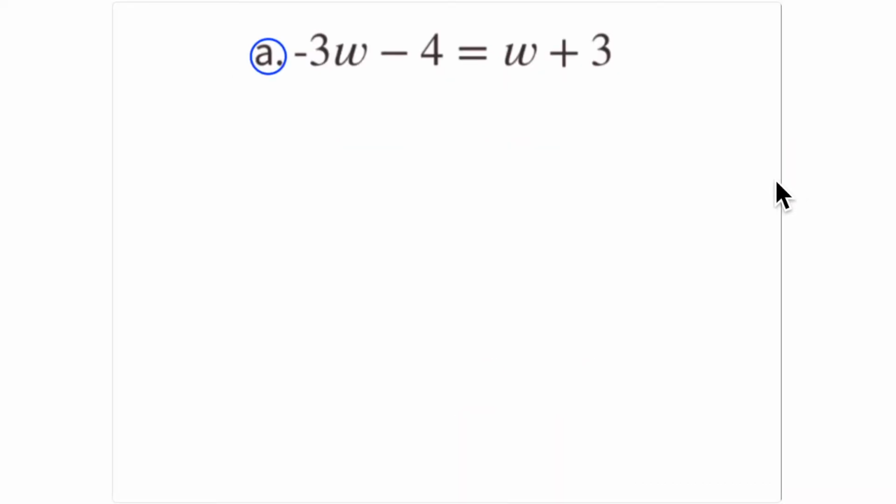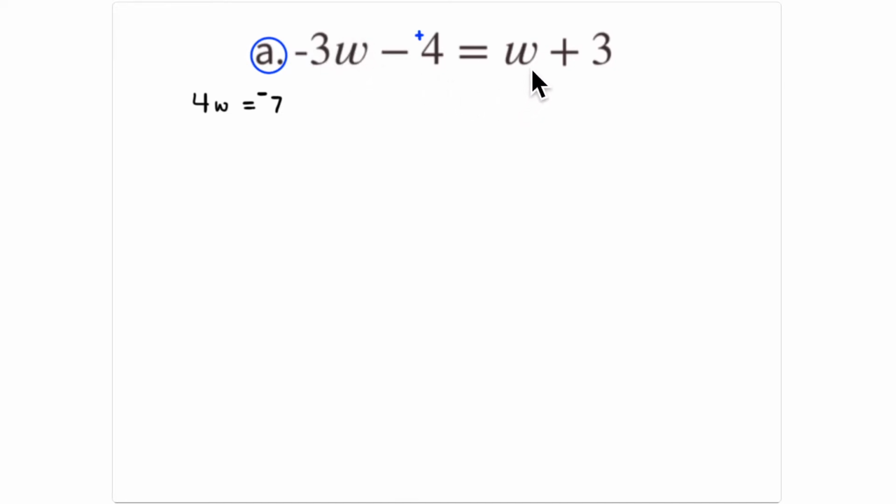Now in problem A, I just want you to take a look for a moment and see if you can, just by looking at this, can you see that this becomes 4w? Because you're going to add a positive 3w to get rid of that negative 3w.